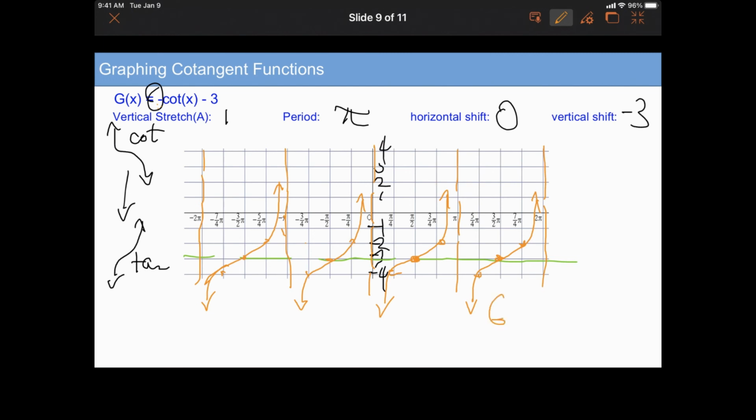So lots of things to make sure of before we graph. All right, cotangent. Again, it looks like a tangent, but it is reflected. Also, the asymptotes are here. A tangent asymptote would have started at pi over 2. All right.